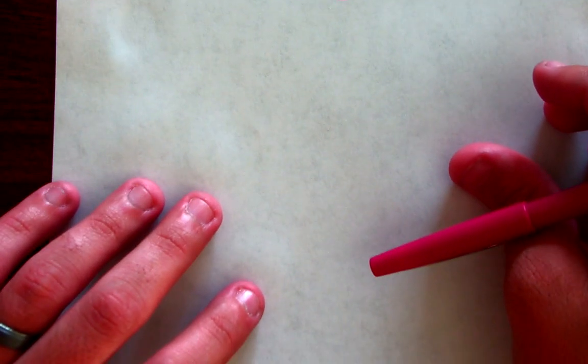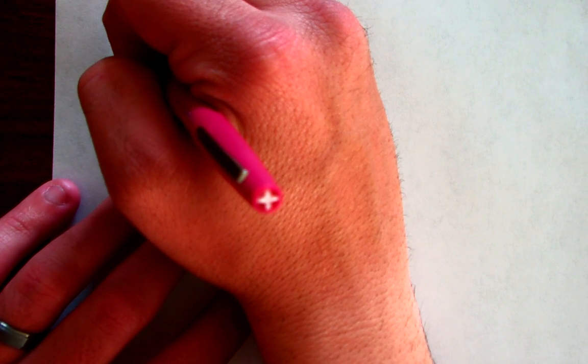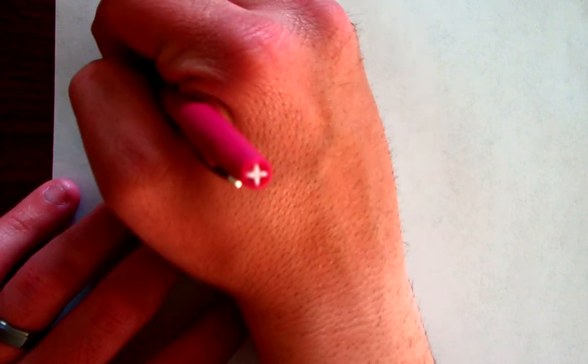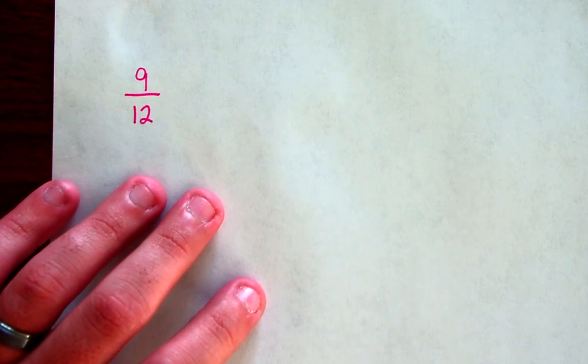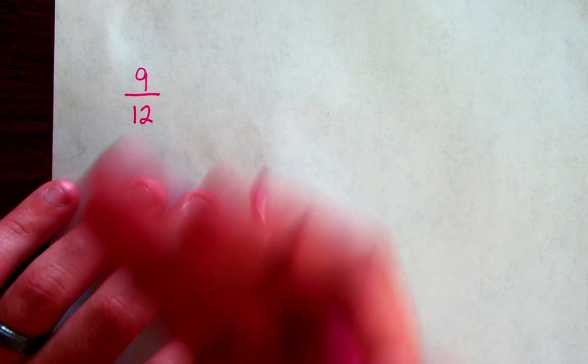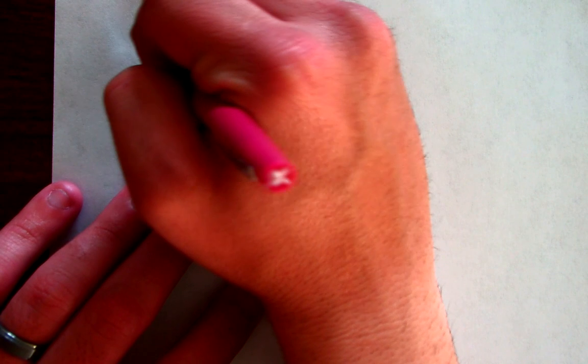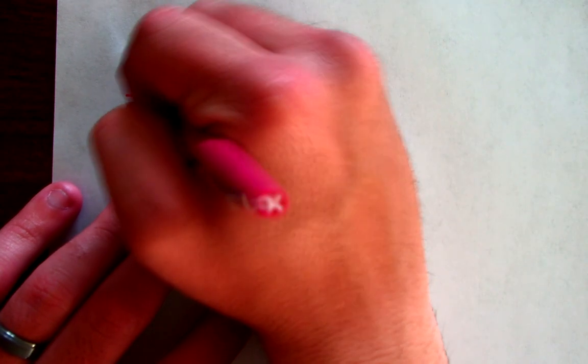Let's try another one. Same way. So let's say now we have, I don't know, 9/12. Some of you are going to say, I can simplify this to 3/4. Yes, you can, but for this case, I'm not going to simplify it. I just want to practice top in, bottom out.